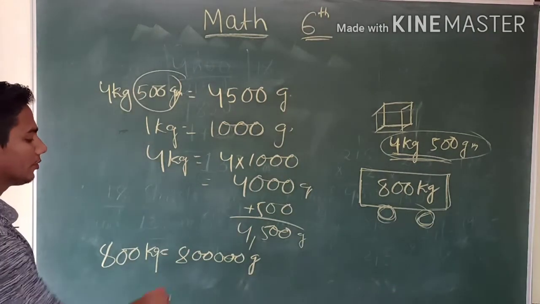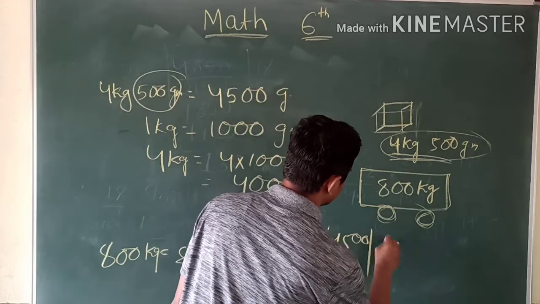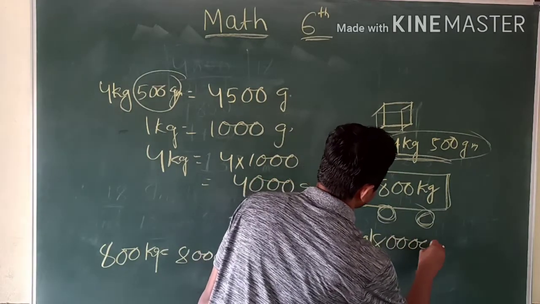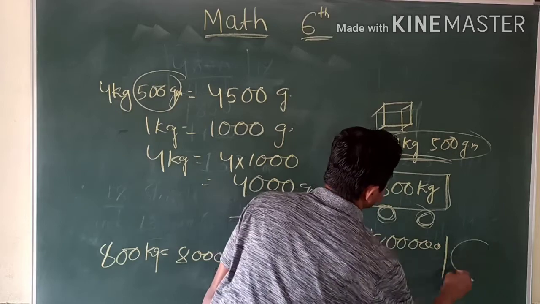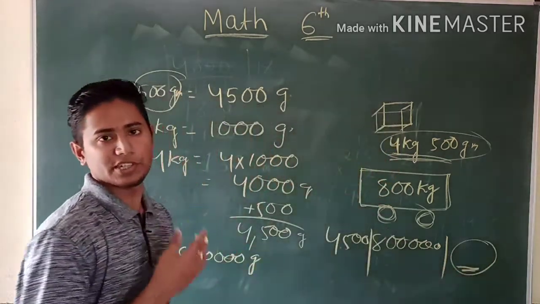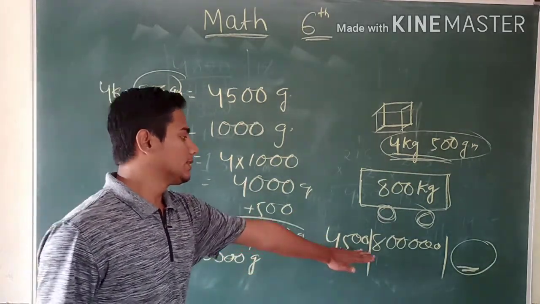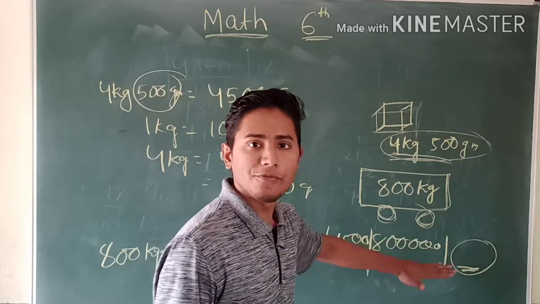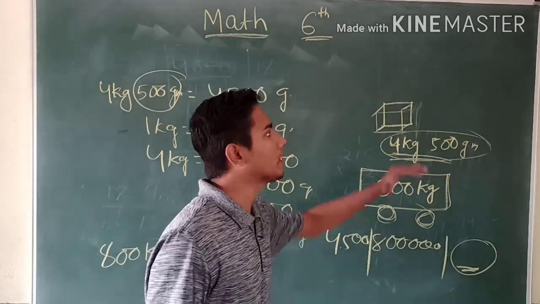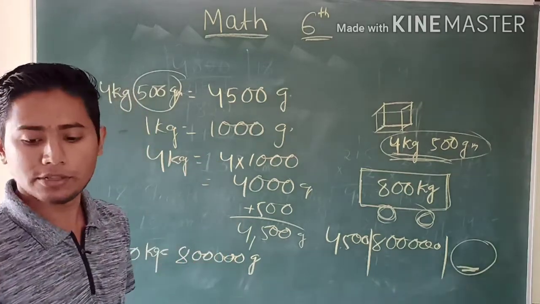So now divide 8000 by 4500 like this. Then this many boxes you can load. Only division, same thing you do here. If you think this is a bigger number and you face some difficulty in division, you can convert it into kg. This is one method. Another method I will tell you.